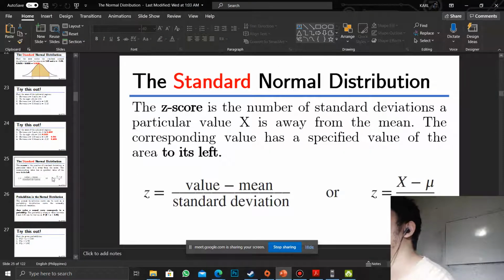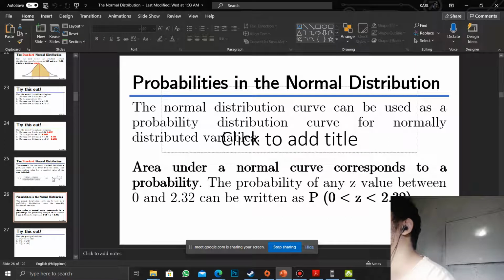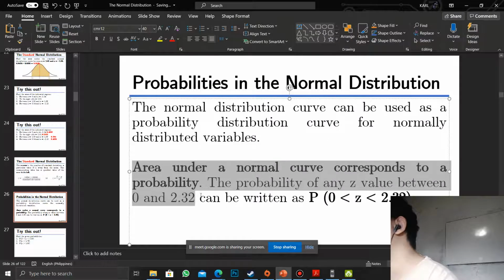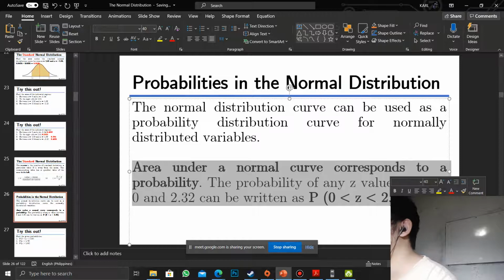I won't use the PowerPoint na. I'm going to proceed by presenting here. Sabi nga natin, area, no? The standard normal distribution contributes to an area. Pero actually, yung area under a normal curve corresponds to a probability. So, paano isulat yon in notation? Example, the probability of any z value or score between 0 and 2.32 can be written as P of 0 less than z less than 2.32.